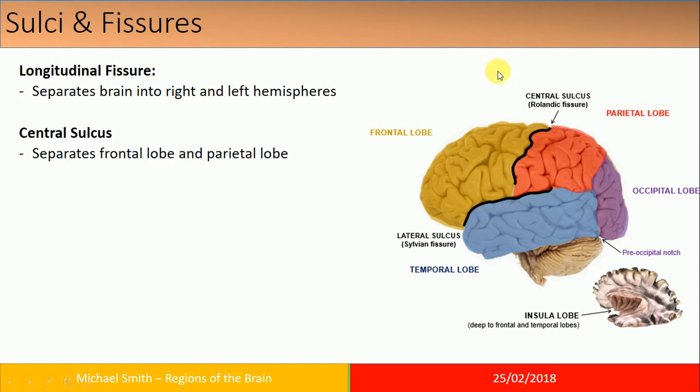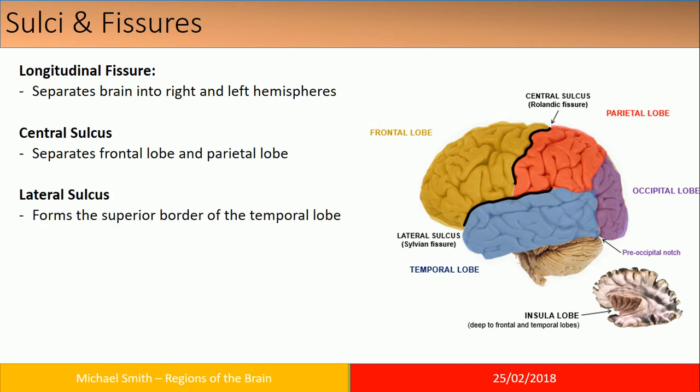We next have our central sulcus, which separates our frontal lobe from our parietal lobe. So if you go about halfway back along the longitudinal fissure and then draw lines down the side of the head perpendicular to our longitudinal fissure, then this creates our central sulcus.